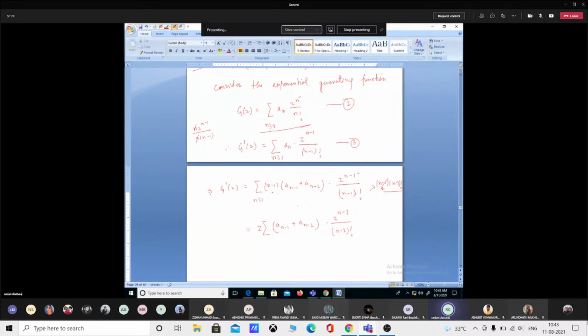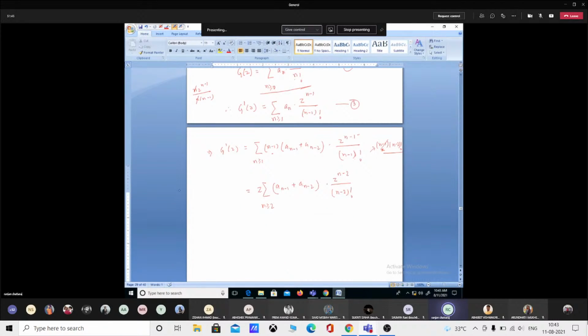Is it clear or not? Yes, sir. Okay. But in this case, we have to consider n from 2 because we have a factorial. Negative is not admissible. So we have to take n minus 2. Now, just separate this one. What you will get? Z.